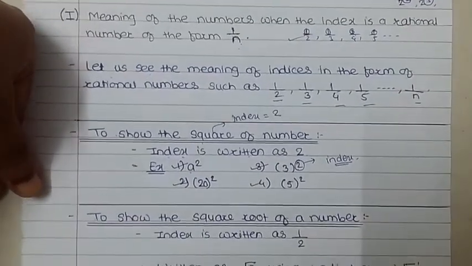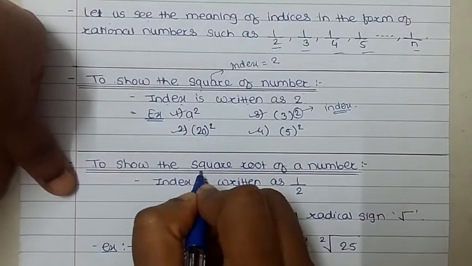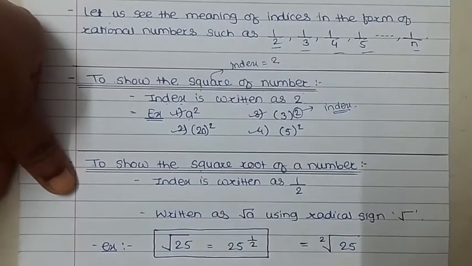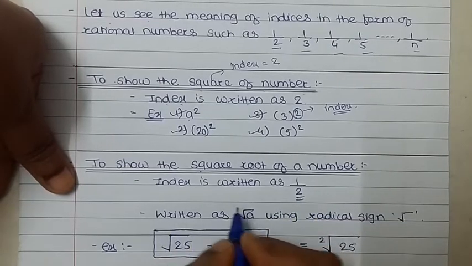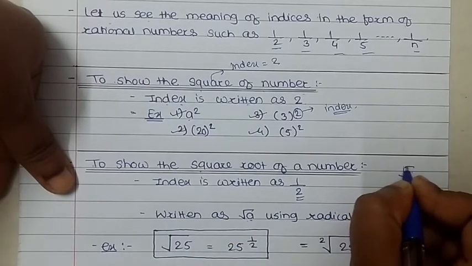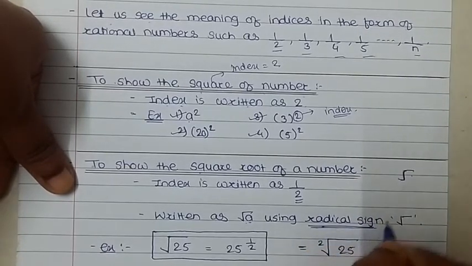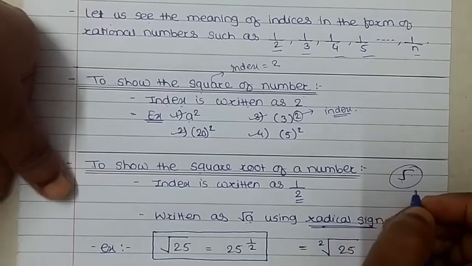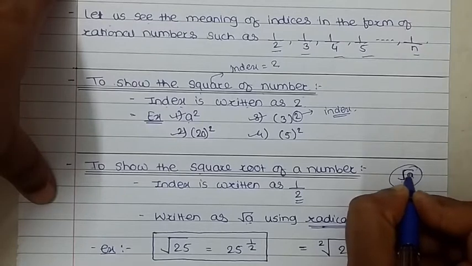Then the next concept is how to show the square root of a number. When we talk about the square root of a number, the index is what? Index is 1 upon 2. And how to write this? Suppose a is the number and we have to take the square root of a. Then how to write? By using this symbol. This symbol is called a radical sign or square root. And we have to put the given number here.